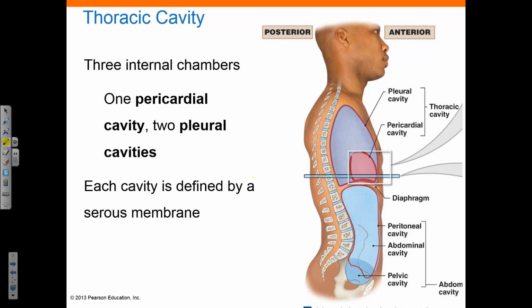Here, the thoracic and abdominopelvic cavities can be seen. The diaphragm separates the two. The thoracic cavity has three internal chambers, one pericardial cavity and two pleural cavities. Each one is defined by a serous membrane. The heart occupies the pericardial cavity, and a lung occupies each pleural cavity.